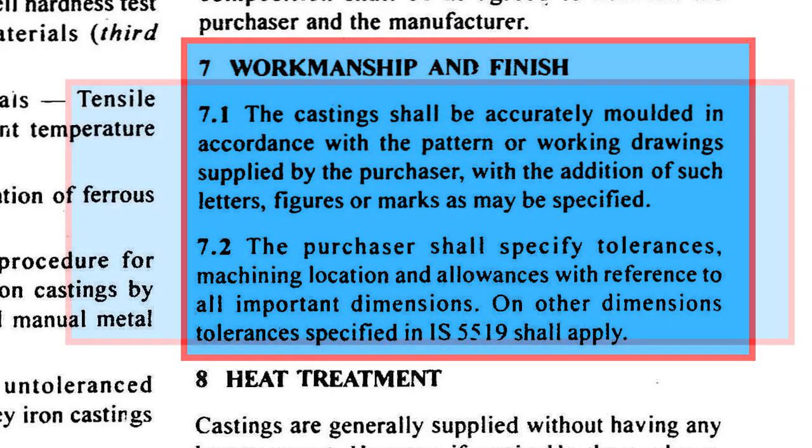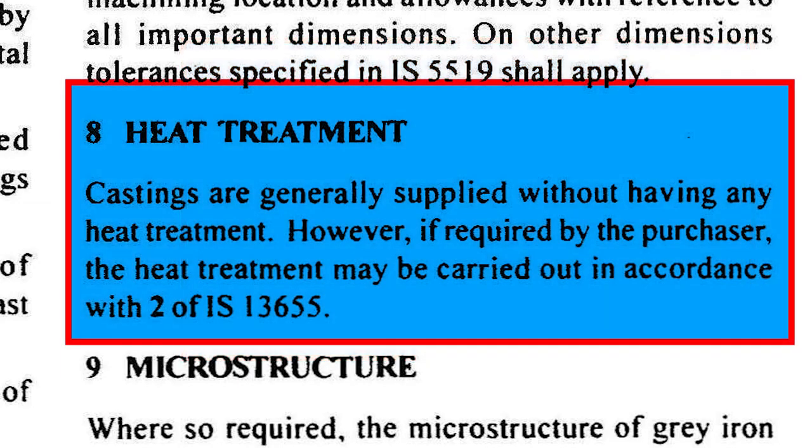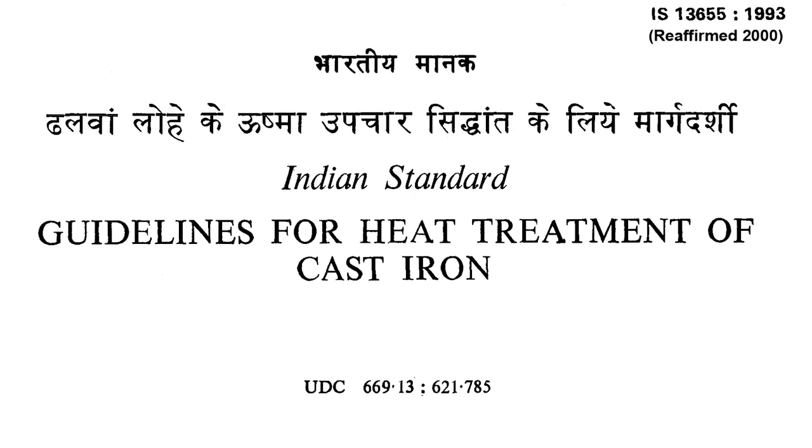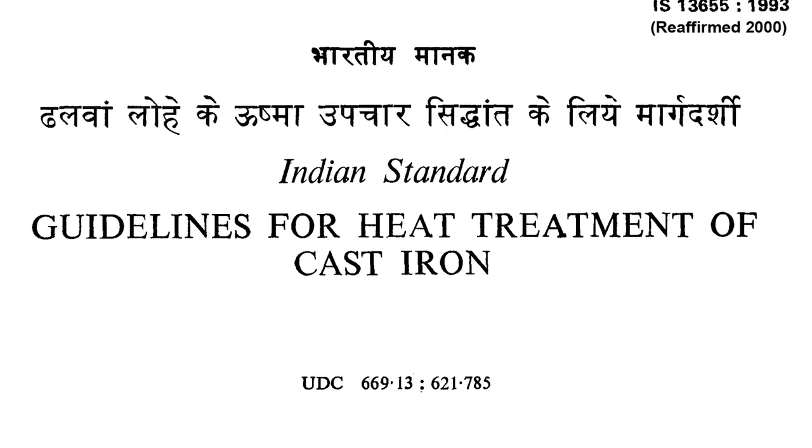aesthetic requirements. Heat treatment. Heat treatment is a critical and flexible process used to ensure the performance, durability, and lifespan of castings. It allows manufacturers to meet specific design and functional requirements while improving the overall quality of the product. According to Clause 8 of IS 210, castings are generally supplied without heat treatment. However, if heat treatment is necessary, it should be performed in accordance with IS 13655.